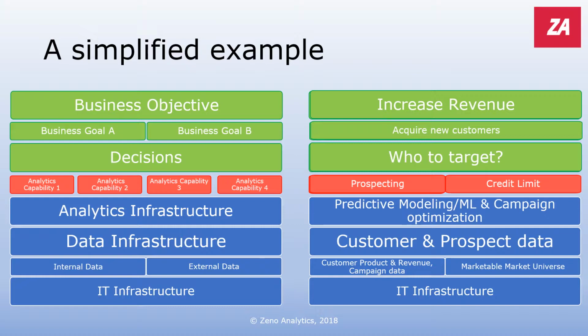As input, you would need from the data infrastructure customer and prospect data, which could be from your internal data, customer and product information, revenue information, and previous campaign data, and from an external data provider, for example, the marketable universe for the people or the potential customers in your market. And all of this is supported by the infrastructure.